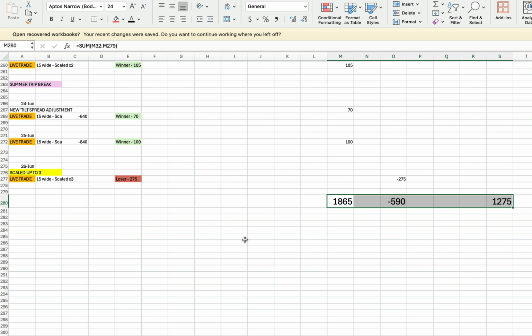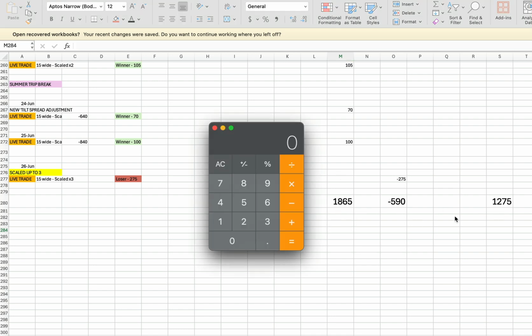So let's say $600 equals 1. So this is a 1275 return on initial $600. If we look at it like that, we've made 1275 on a risk of 600. So we've made 212%, which isn't too bad.